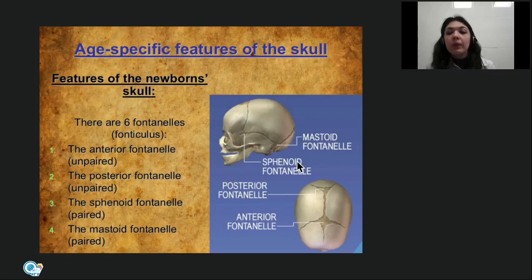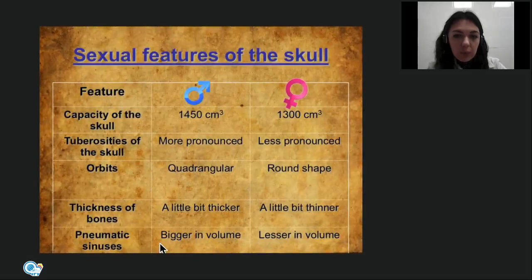So the sphenoid and mastoid fontanelles overgrow with connective tissue. They become sutures in the 2nd week of life. Then the posterior fontanelle overgrows with connective tissue in the 2nd month of life. And the anterior fontanelle, the frontal fontanelle, overgrows with connective tissue in the 2nd year of life. That's why in small children, if you palpate in the region of the anterior fontanelle, you can feel something soft. It's not bone yet. It will become bone later, in the 2nd year of life.